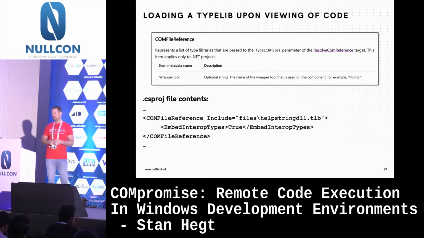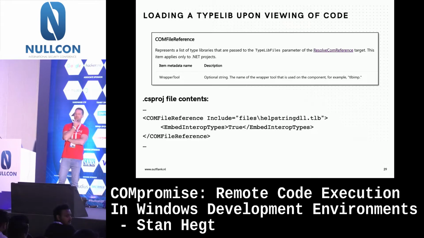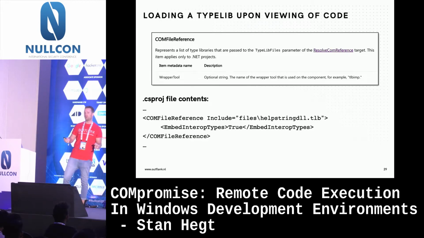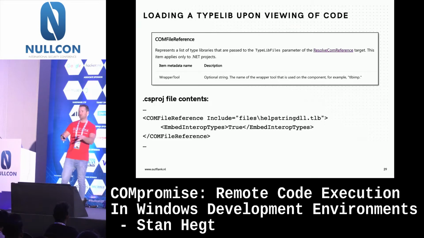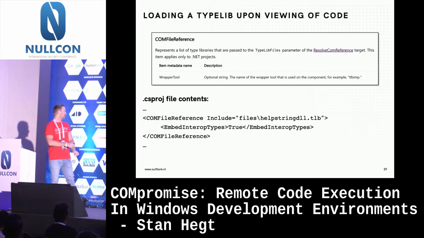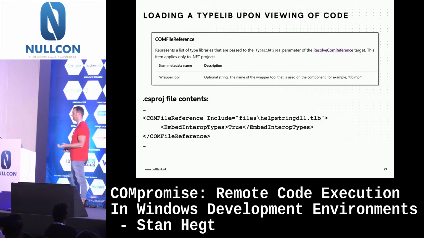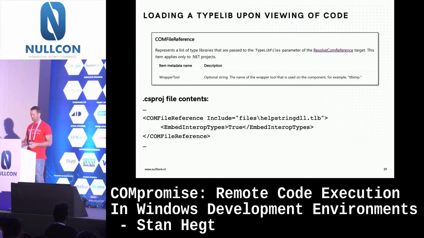Well, fortunately, there is a tag for Visual Studio project files, which is COMFileReference. And COMFileReference allows you to reference COM files which aren't registered on a system, which is pretty handy if you are working with CI/CD environments, automatic build environments, etc., where the computer which is compiling the code might not have a certain COM file registered in the system, so you can just provide it in the code base and have a successful build there. That is what COMFileReference is for. But we can use it to load a type library on viewing of code. And then after that, the properties window will do all the magic for us, and it will just load the DLL and then call that exported function on us.